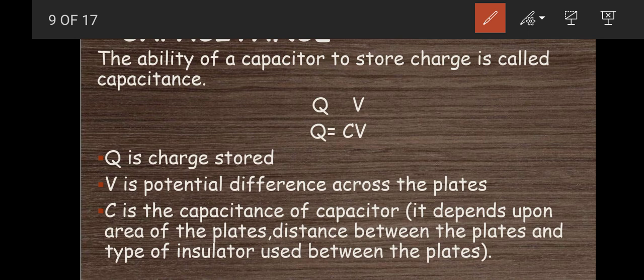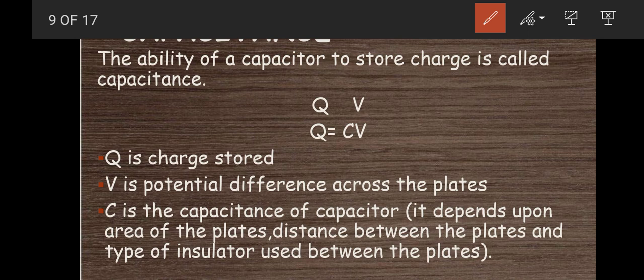Same is the case as if you have school bags of different sizes with you. The small bags have less capacity and big bags have more capacity, and they can store things according to their capacity. Same is the case with the capacitors.